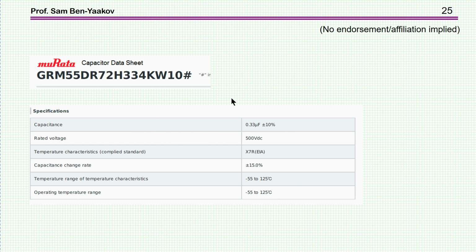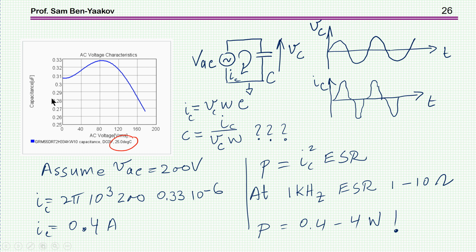Let's have a look at another capacitor, just to get the impression of what is really happening here. This is a 0.3 microfarad, again Murata, 500-volt capacitor, X7R again. And here we see again this curve. Now it's a high voltage capacitor, so they can drive it at high AC voltage. This is AC voltage only, no bias. And in this particular case, the change is not that big. It's like 0.3 to 0.33, and however, it goes down. Okay, it goes down here.